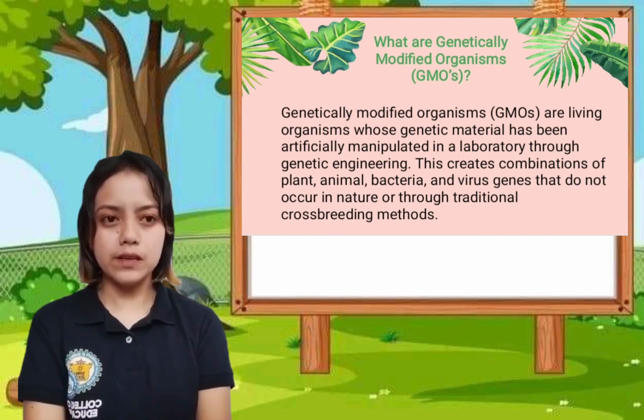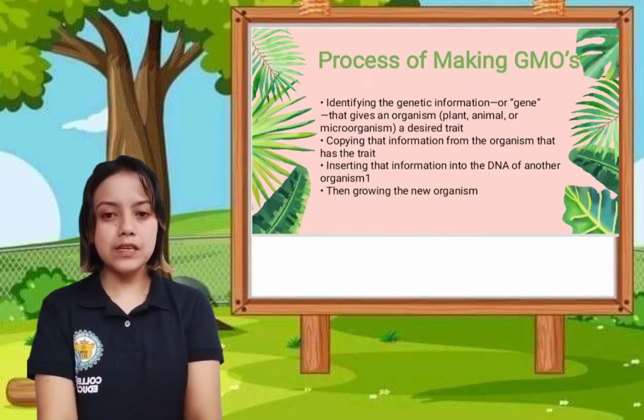Genetically modified organisms or GMOs are living organisms whose genetic material has been artificially manipulated in a laboratory through genetic engineering. This creates combinations of plant, animal, bacteria, and virus genes that do not occur in nature or through traditional crossbreeding methods. Process of making GMOs.